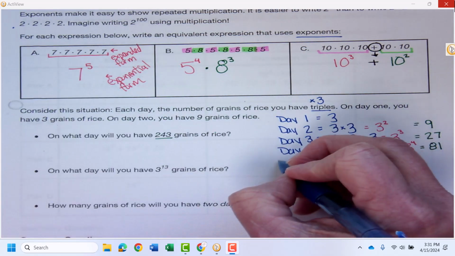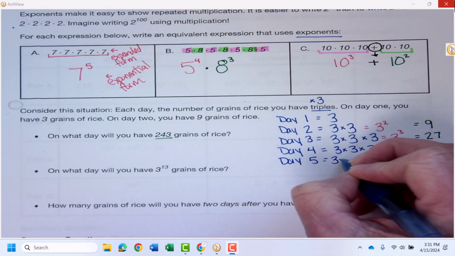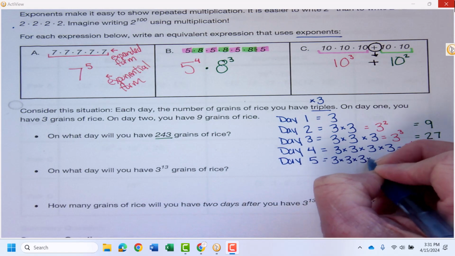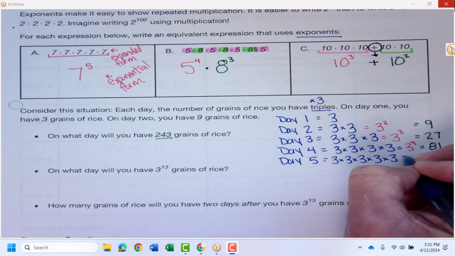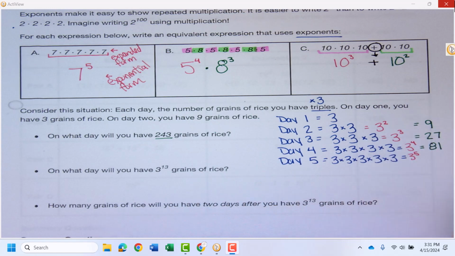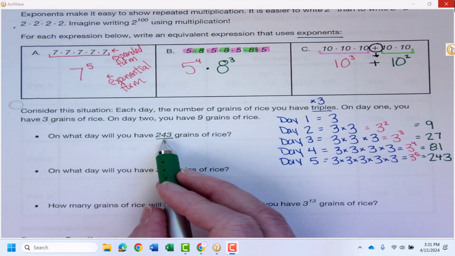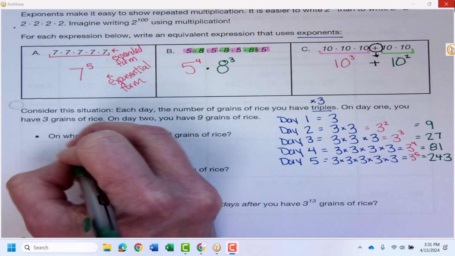Let me go one more here. Day 5, I'm just going to expand this out just so we see the connection between this repeated multiplication and this exponent. And if you were to grab your calculator and triple 81, you would in fact end up with 243. And that's what we were looking for. So on day 5, I had 243 grains of rice.